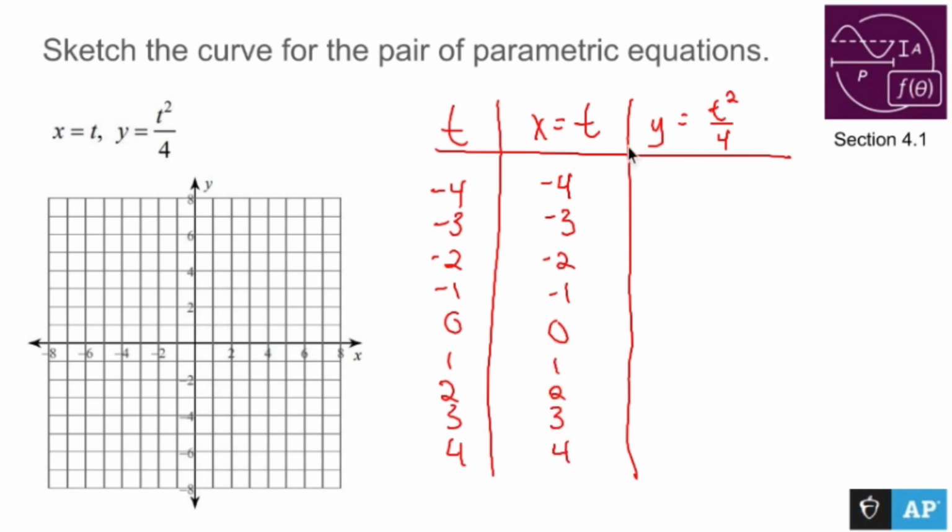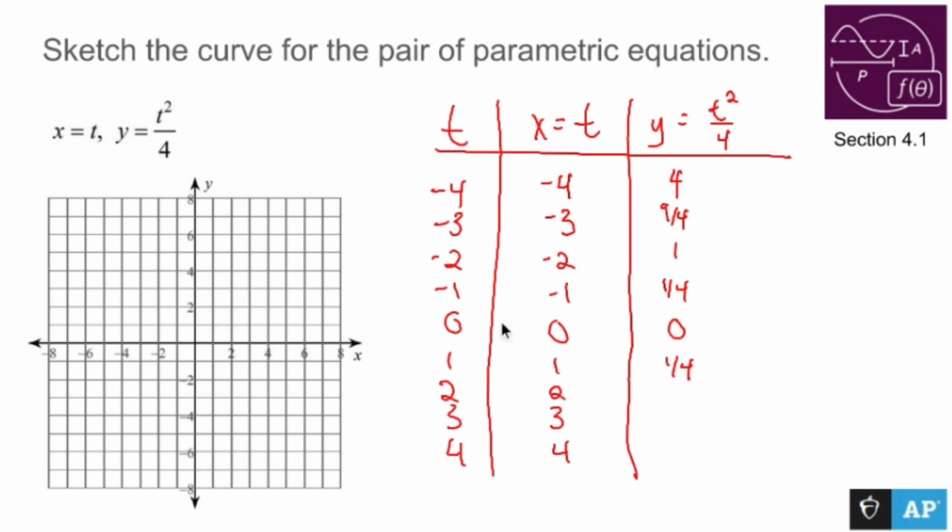All right, let's do some mental math. If t is -4, then -4 squared is 16. 16 over 4 is regular 4. -3 squared is 9. 9 over 4. -2 squared is 4. 4 over 4 is 1. -1 squared is 1. 1 over 4. 0 squared is 0 over 4 is 0. 1 squared over 4 is 1 over 4.